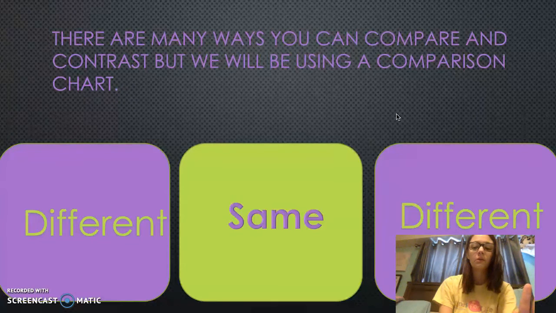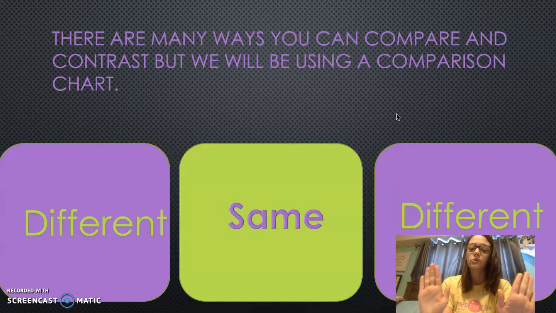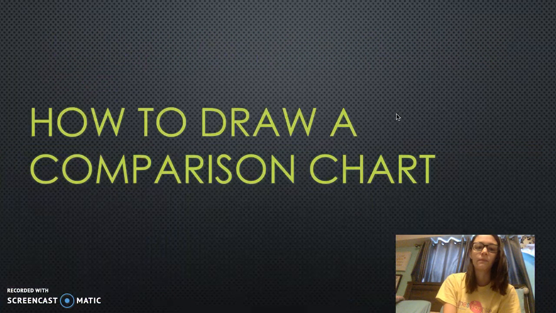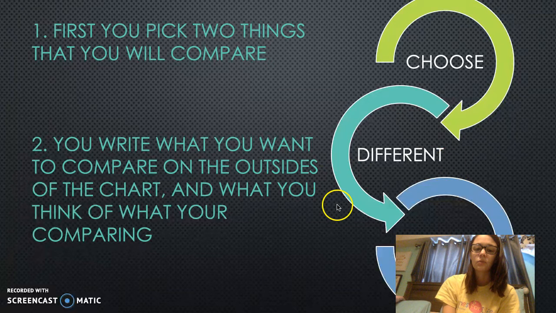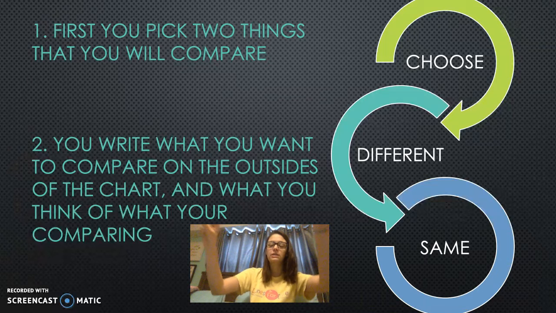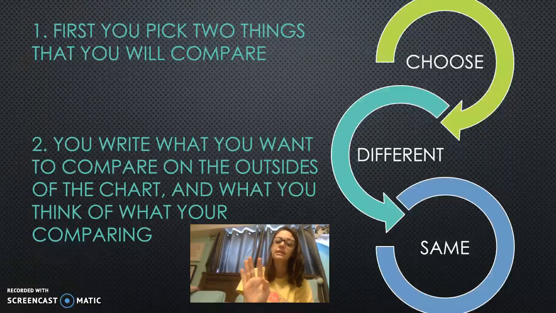First, what we would do is draw our 3 boxes, and I would show them how to draw the 3 boxes in a row. So we would draw our 3 boxes, the 2 things that are different and the 1 thing that's the same. So let's try it. First, we're going to pick 2 things to compare. We would write what we want to compare on the outsides of the chart, just like this, and then I would show them the outsides. Compare on the inside of what's the same.